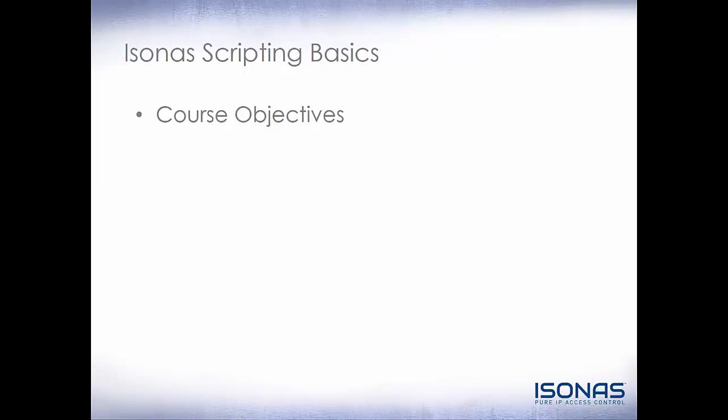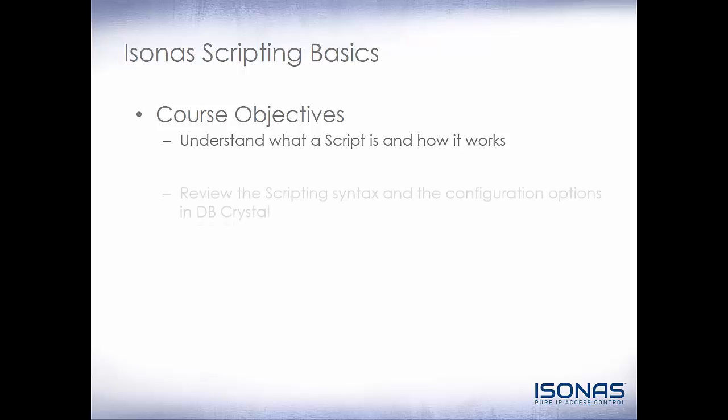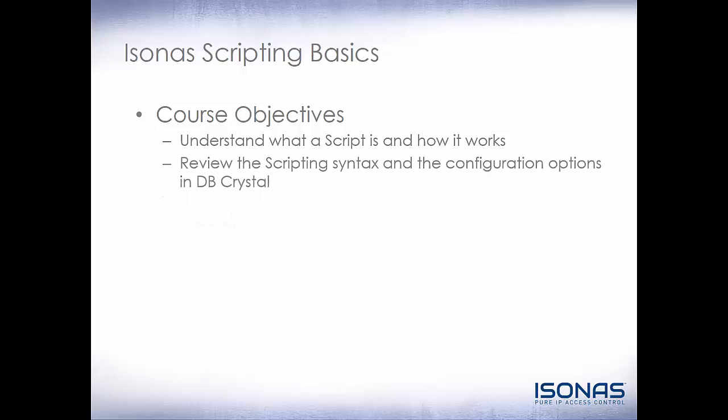So let's review our scripting basics. Our course objectives were: understand what a script is and how it works. A script has two portions, a trigger and a series of commands. All of the commands are listed in our TCPIP Interface manual. We reviewed the scripting syntax and the configuration options in DBCrystal. The scripting syntax again can be found in the TCPIP Interface manual, and the configuration options for our trigger events and to make it interactive can be done when you create the script.